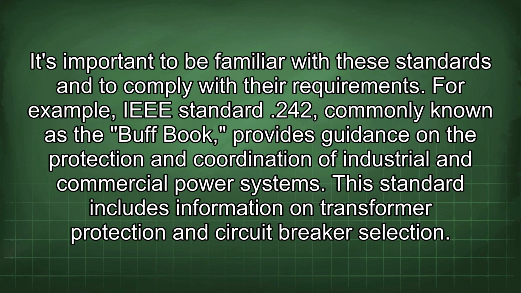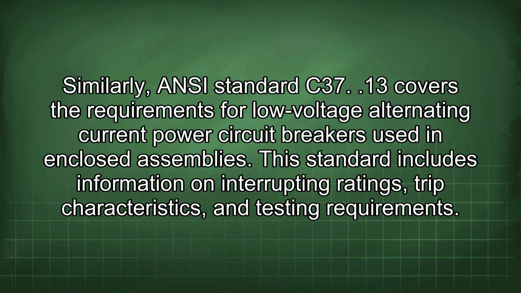For example, IEEE Standard 242, commonly known as the Buff Book, provides guidance on the protection and coordination of industrial and commercial power systems. This standard includes information on transformer protection and circuit breaker selection. Similarly, ANSI Standard C37.13 covers the requirements for low-voltage alternating current power circuit breakers used in enclosed assemblies. This standard includes information on interrupting ratings, trip characteristics, and testing requirements.